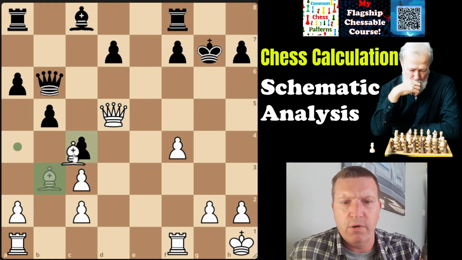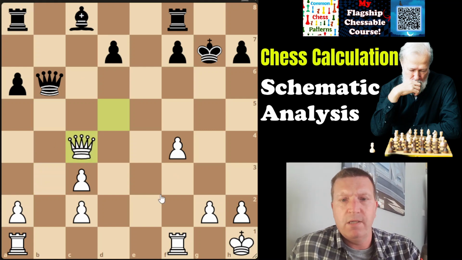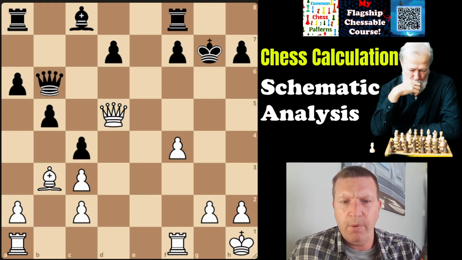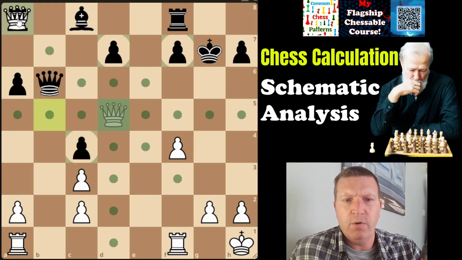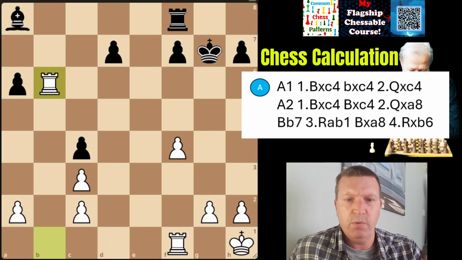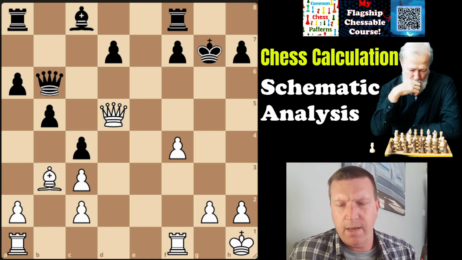The first thing I looked at was bishop takes, pawn takes, queen takes, and I assessed this as better for black. Obviously, it's a piece up, two pawns for the piece, but not enough compensation, better for black. So that would be correct. But what I missed in the original analysis was that if black takes, then we have this move, queen takes on a8, and after bishop b7 we have rook ab1, and black's best line is to go down into the exchange. So that is what I missed. I'll show you what I mean by the schematic map in a minute. But that was A.